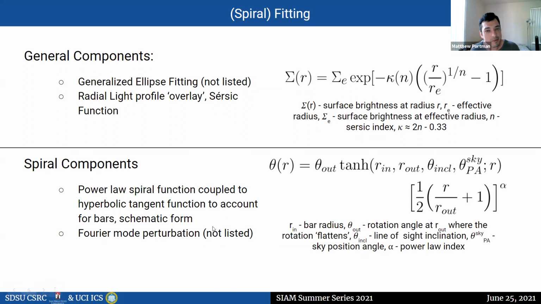So for the second component, we have the spiral components. And for that, we use a power law spiral function, which is coupled to a hyperbolic tangent function.